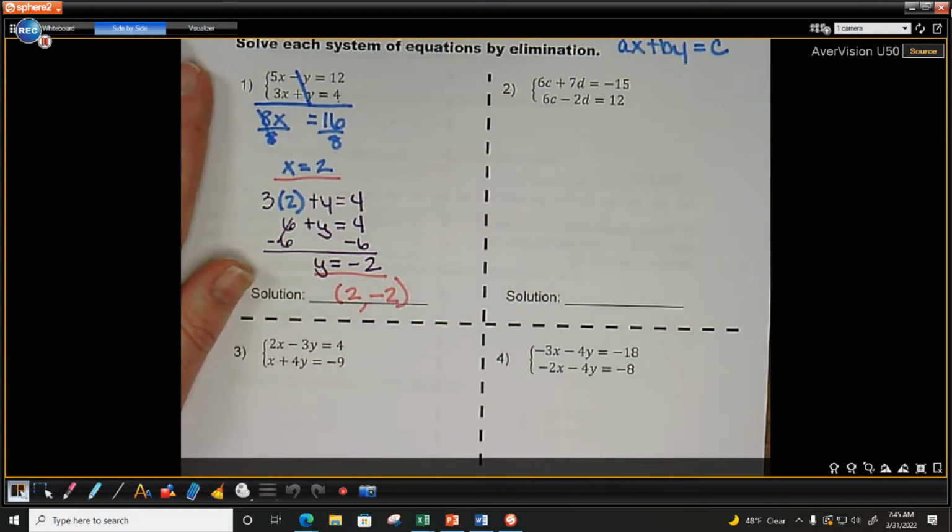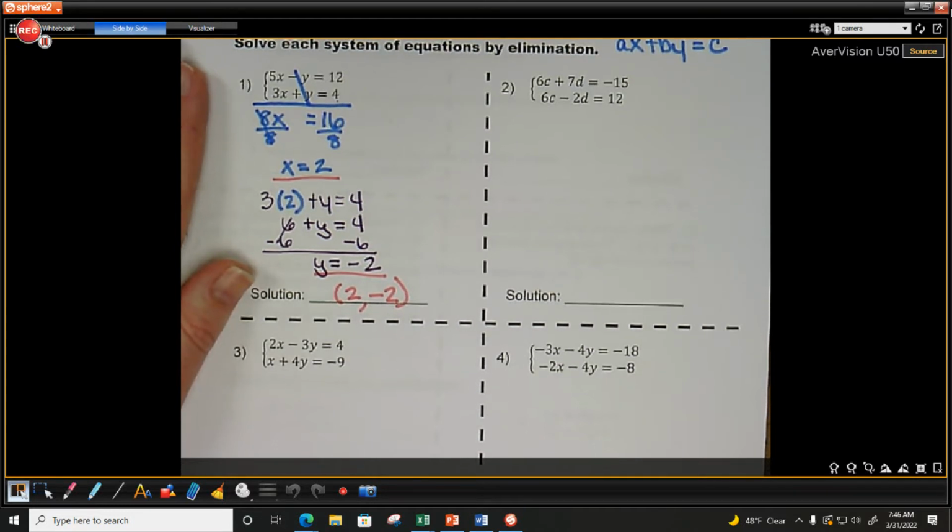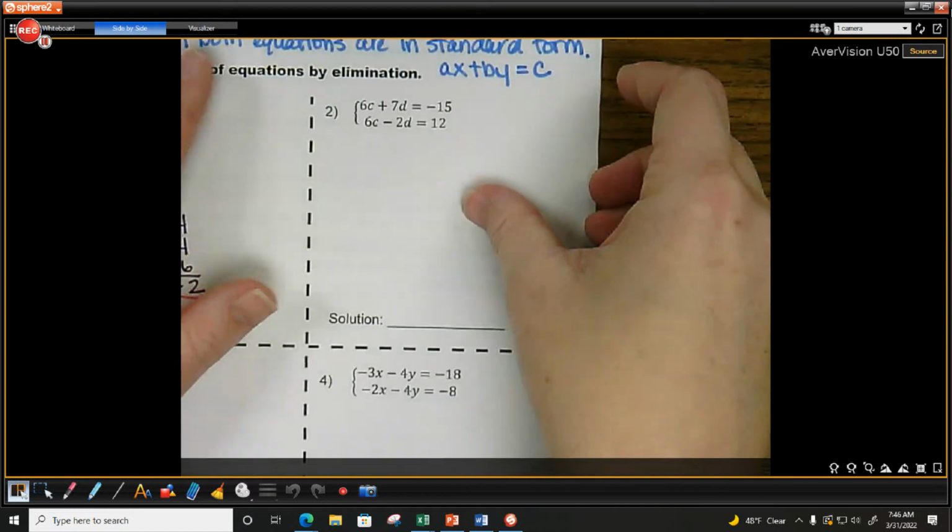I will tell you, sometimes, guys, elimination is really, really easy. This wasn't that bad. It was already perfectly set up for elimination. We didn't have to do anything to manipulate it to get it into the correct form to eliminate. Sometimes they will be that easy. Okay? Do you think they're always going to be that easy? No. Okay, let's look at number 2.